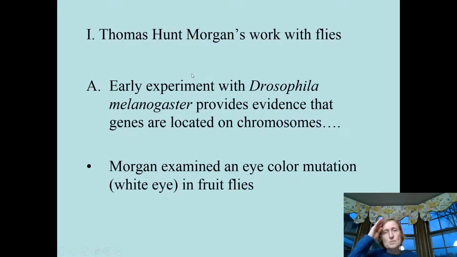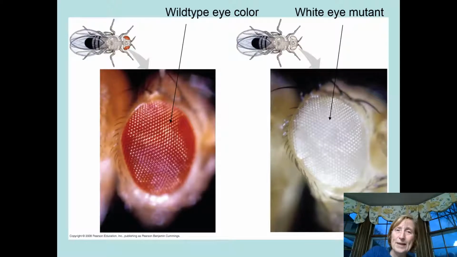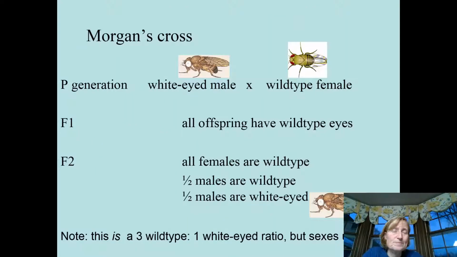Anyway, he did this early experiment with fruit flies, that's Drosophila melanogaster, that provided us with evidence that genes are on chromosomes. He decided to look at an eye color mutation in fruit flies. So most fruit flies have a reddish-brown eye. We call that the wild-type eye color because it's the color that's typically seen in the wild. Other flies have this white eye. They're a white eye mutant, if you will. And so Thomas Hunt Morgan decided to work with these and to try to sort out how this trait is inherited. So he did a number of crosses.